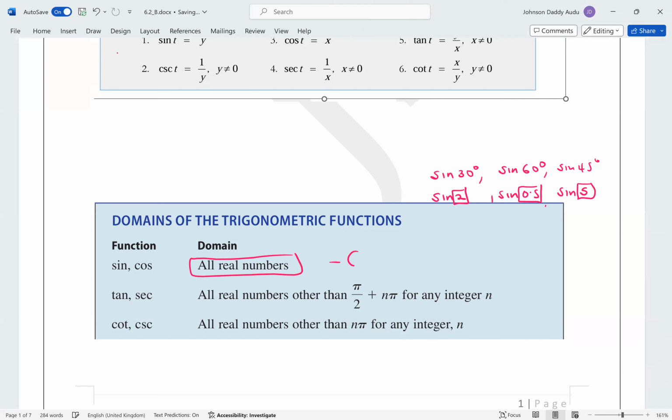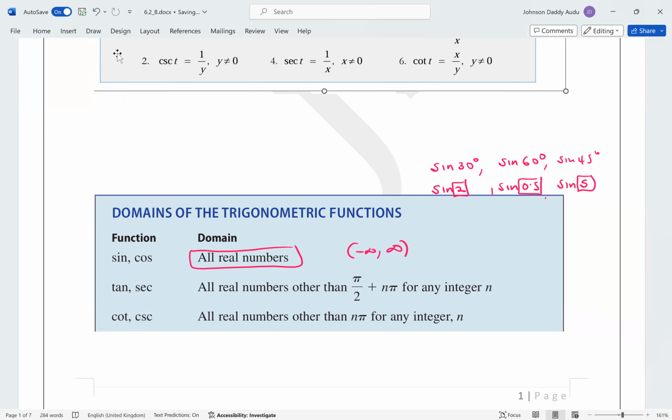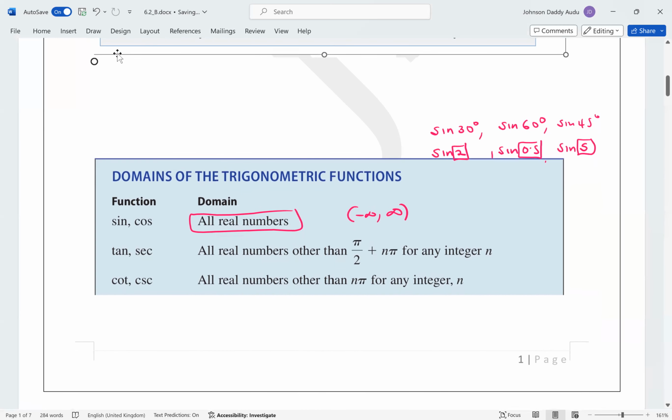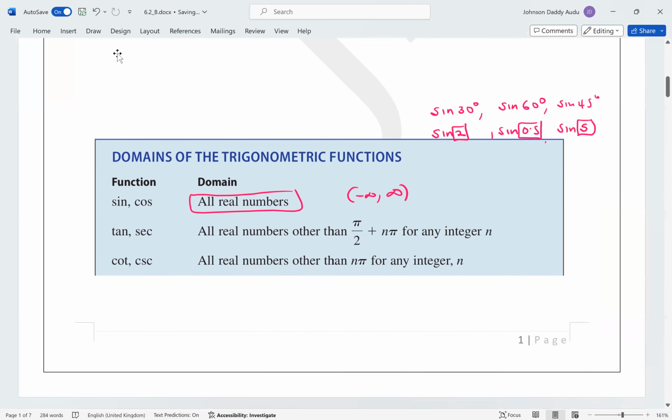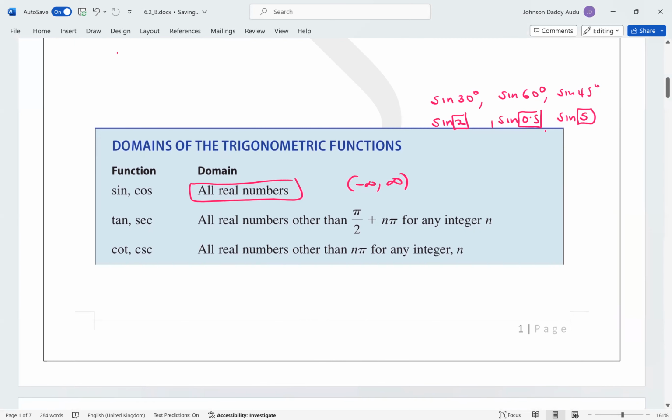So you can take any number from minus infinity to infinity, and you can find the sine and the cosine, okay? Then for tan and sec, the domain is all the real numbers minus the zeros of the denominator, which are pi over 2 plus n pi. Let me explain this a little. For cotan, okay, let me explain for tan.